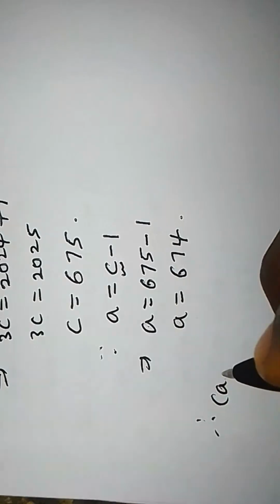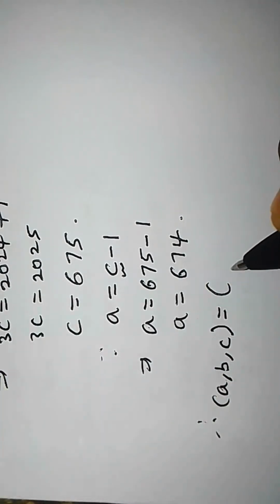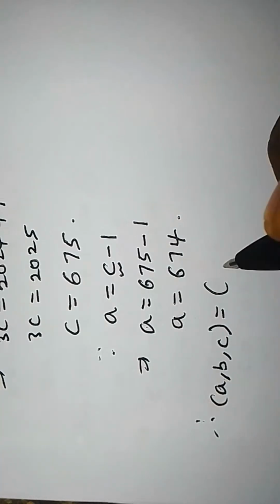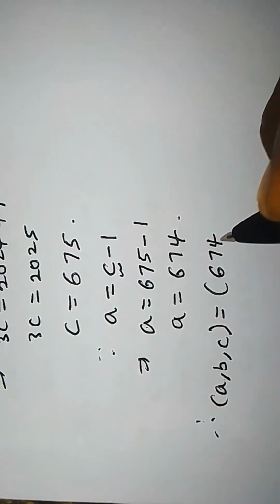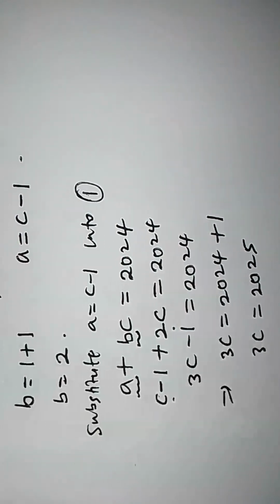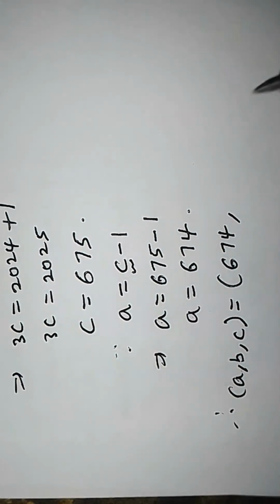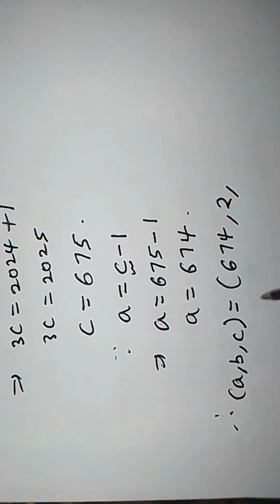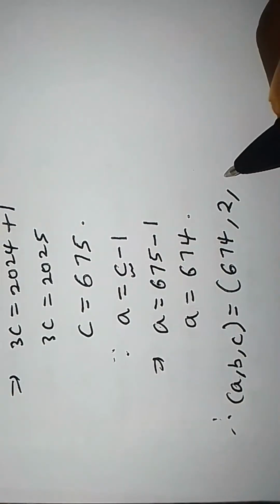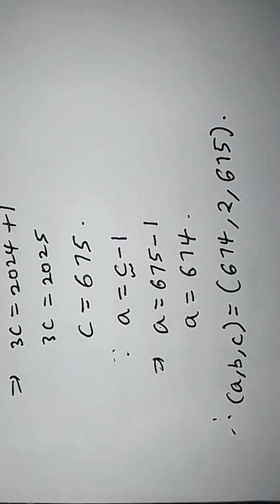Therefore, the second solution, a comma b comma c, is equal to, the value of a is 674 and the value of b is what? The value of b is 2, comma 2 comma, and the value of c is 675. This is the second solution.